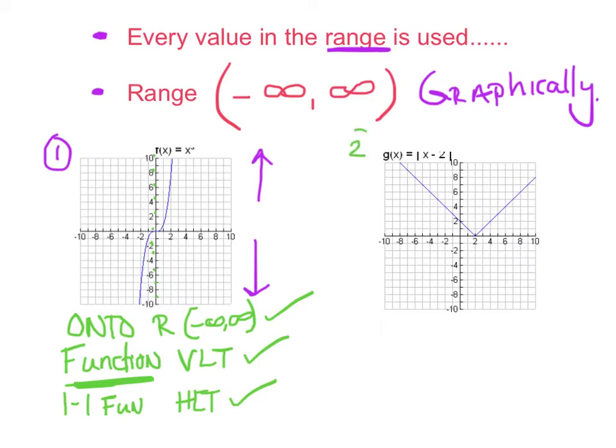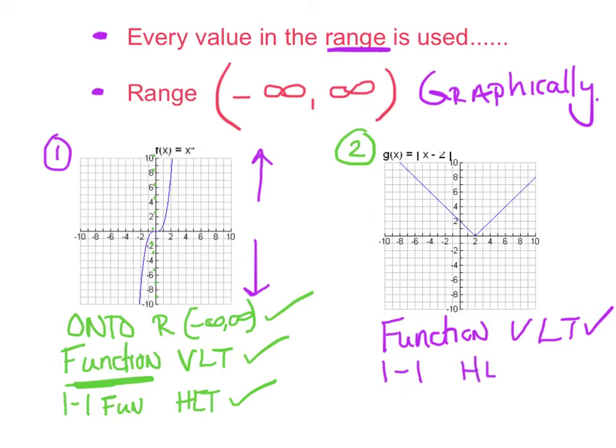Let's try example 2. Is it just a plain old function to begin with? All right, so plain old function, vertical line test. I would definitely say yes. Is it a one-to-one function? Does it pass the horizontal line test? We'll draw one in. No. So it is not one-to-one.